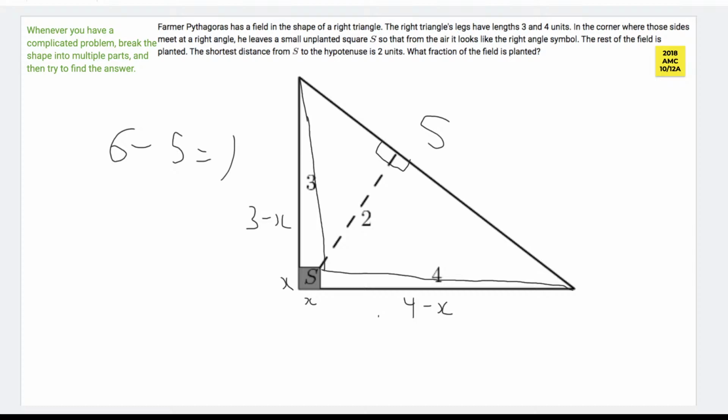Now we're going to use some algebra. So 1/2 times 3 minus x times x, plus 1/2 times 4 minus x times x, plus x squared, because you can't forget to add the square to it, equals 1.